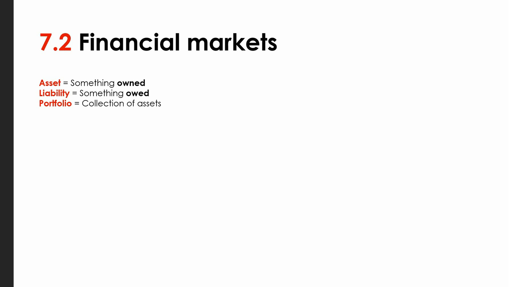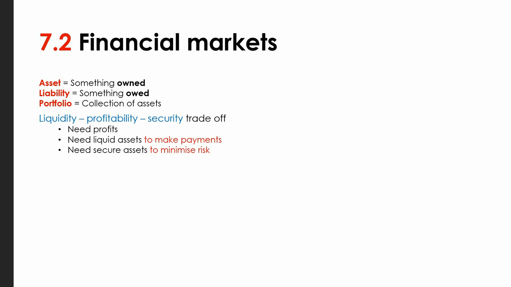When investors are putting together a portfolio of assets, they'll be considering three things: liquidity, how easily they can convert it into cash; profitability, the returns on those assets; and security, how safe and how certain they are of the return on that asset. Generally, liquidity and security clash with profits. The most profitable assets are the least liquid and the least secure, but we need liquidity to make our payments, and we need security to minimize the risk we're exposing ourselves to. We'll come back to that trade-off in a moment.